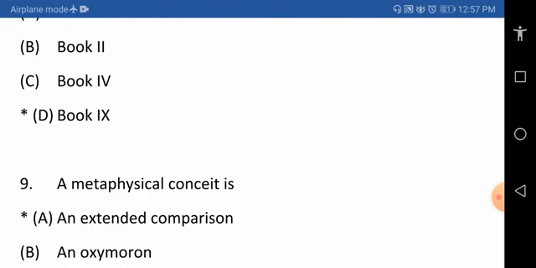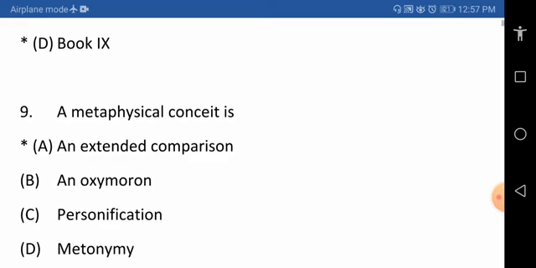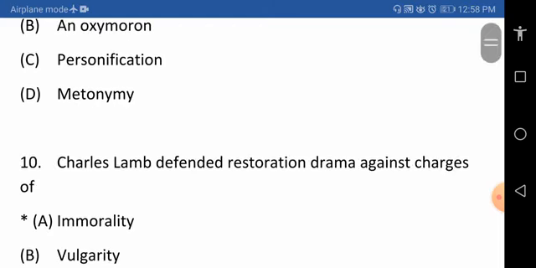Question number 9. Metaphysical conceit is about what, they have asked. The answer is, a metaphysical conceit is an extended comparison. Question number 10. Charles Lamb defended Restoration drama against charges of immorality.